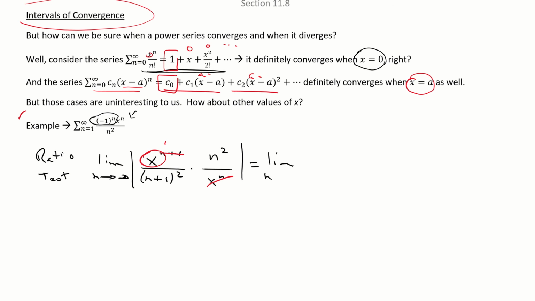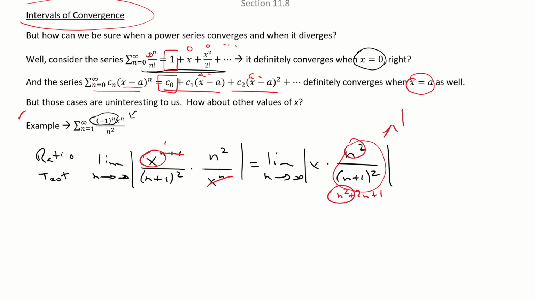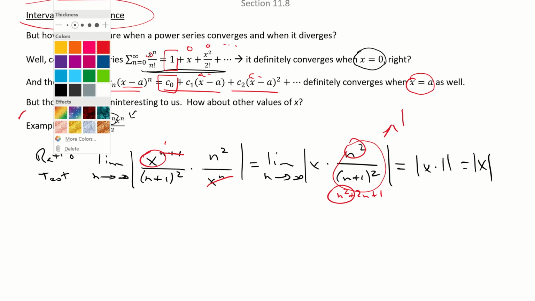So I have lim, n going to infinity, we have an x times n squared over n plus 1 quantity squared. Where does that limit go? You should know downstairs is n squared plus 2n plus 1. The lead powers dictate it goes to 1. So we have a limit that says absolute x times 1, right? Or absolute x. Now here's the best part. You ready? All right, so we ran the ratio test to find the limit, okay? And we got absolute x.